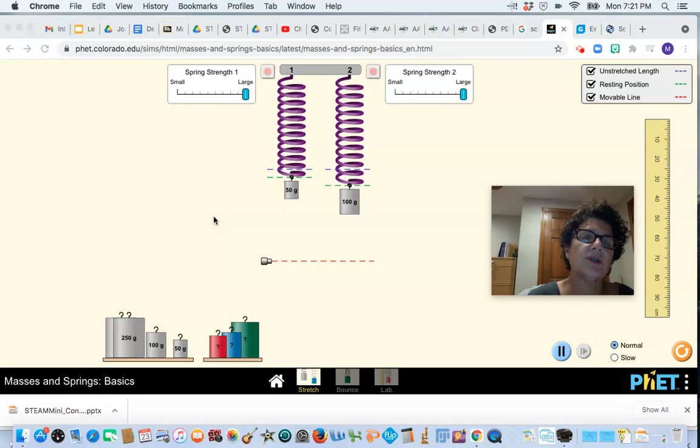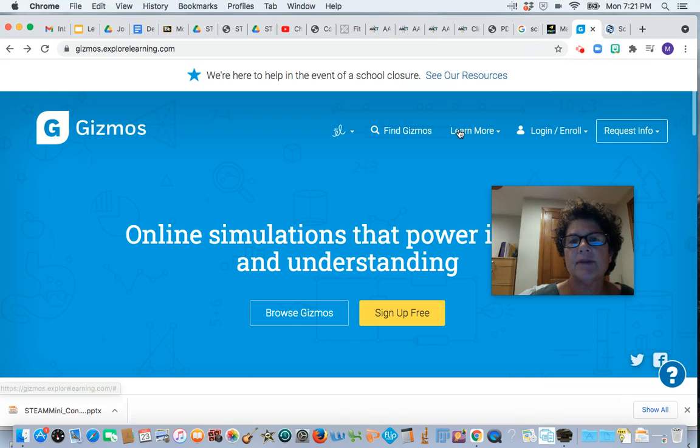and make your own worksheets, and create data tables for them to collect and record data. So I like these simulations. So you're going to spend some time exploring this. The next simulation, these are really good.